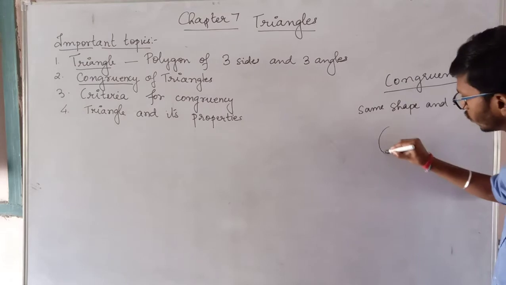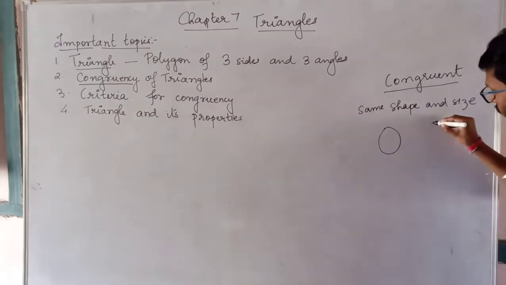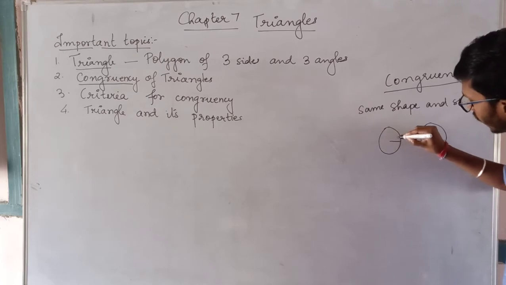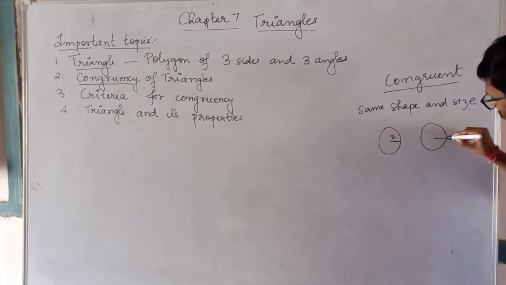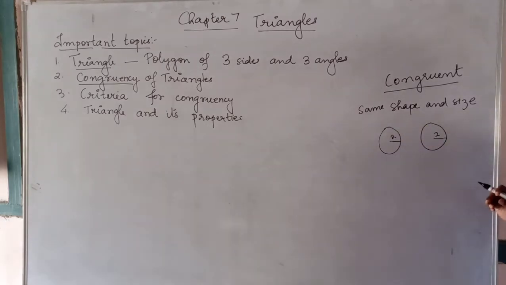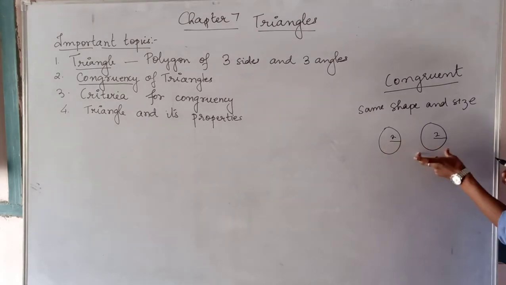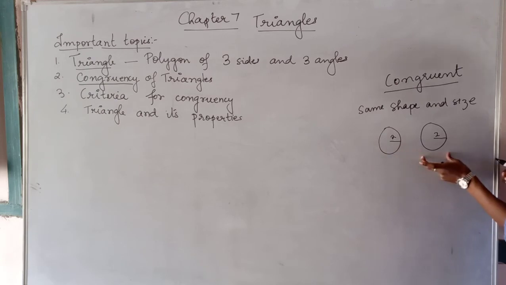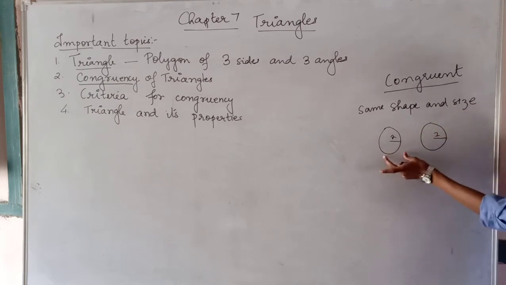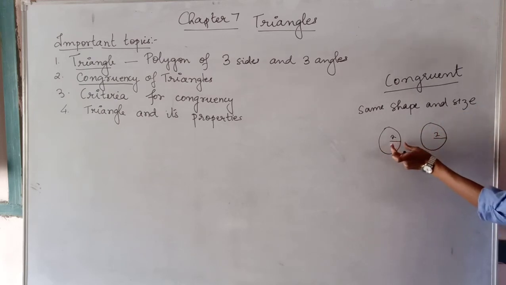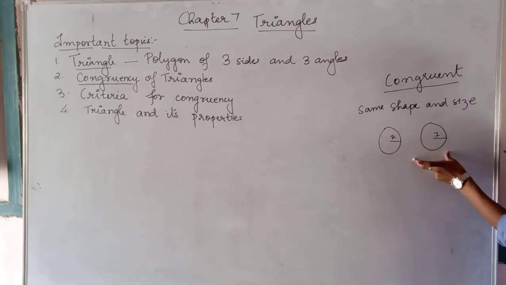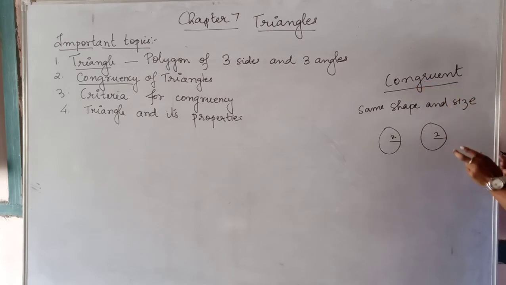Let us draw, suppose, two circles. This is one circle and this is one circle. Suppose the radius of this circle is 2 centimeter. This is also 2 centimeter. So you can see these two circles have the same shape because both are circles, and the size is also the same because the radius is 2. So these two circles we can call congruent figures.